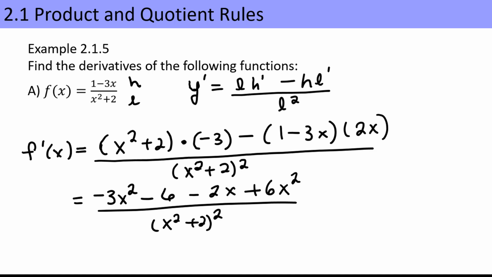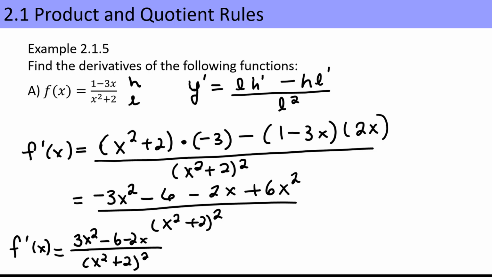Let's do one final cleanup, and we'll get that the derivative f prime of x is equal to, and the numerator, the negative 3x squared and the positive 6x squared have common terms, so we'll have a positive 3x squared minus 6 minus 2x, and the denominator will still be x squared plus 2 quantity squared.